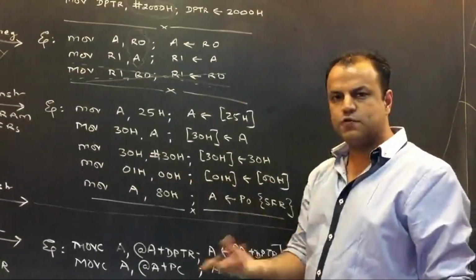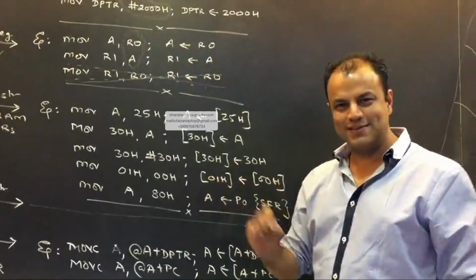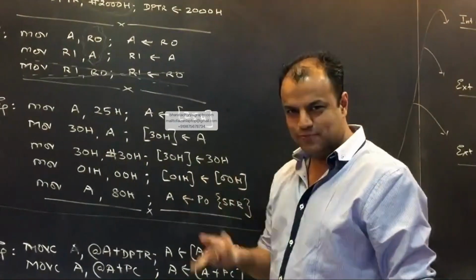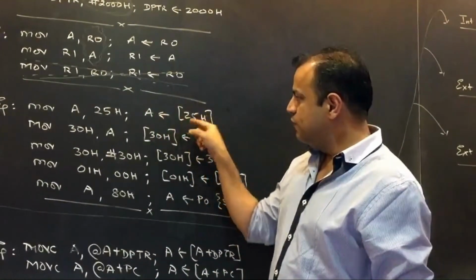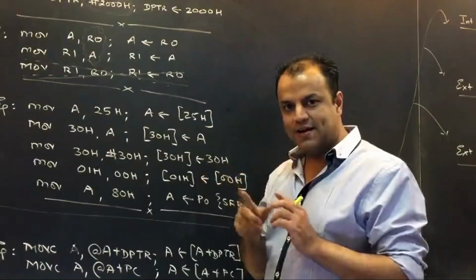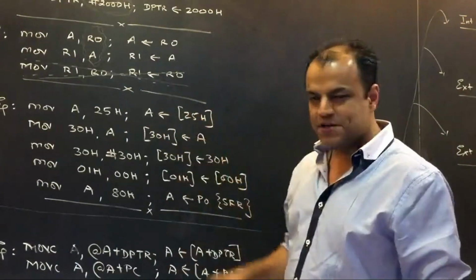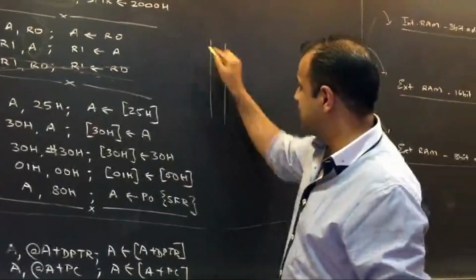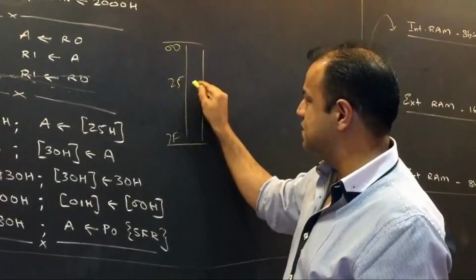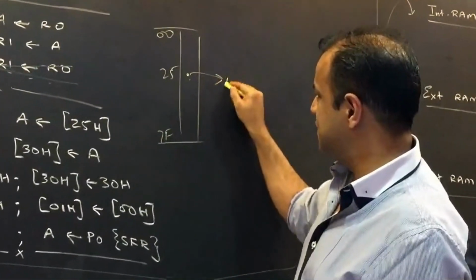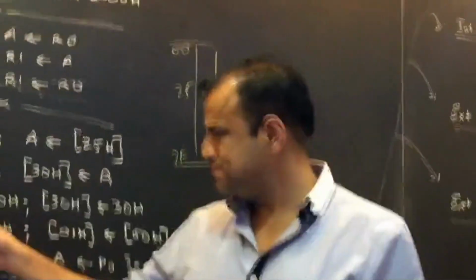If you want to write it in text, of course you can write A register gets the contents from location 25. But if you don't want to bore the examiner with so verbose an answer, just write A gets the data from location [25]. That square bracket indicates location or contents of. So A gets the contents of location 25. This is the internal RAM, which goes from 00 to 7F. In that, there is a location 25. The data from that location will come inside A register. Did you understand this?